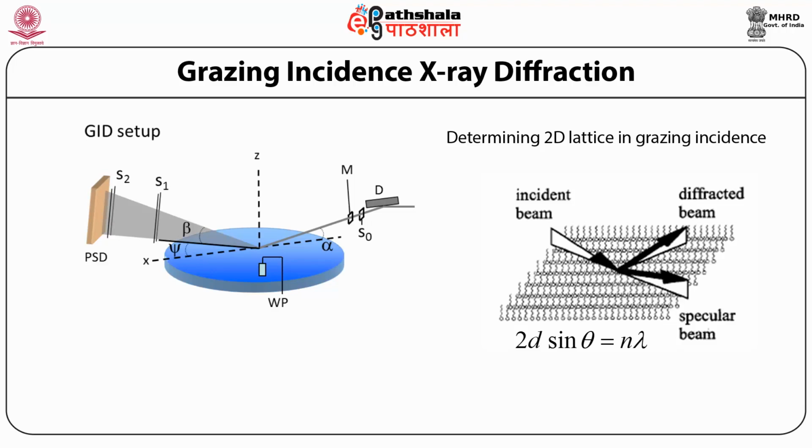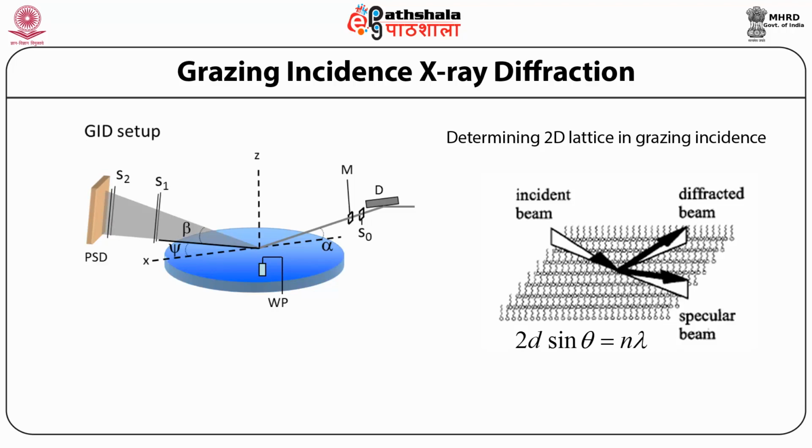Here is the GID setup, because we want to analyze the structure of a film only on the surface, only a few nanometers below the surface. So first we have to make it surface sensitive by choosing a low incident angle, as we have learned that when you have a low incident angle smaller than the critical angle, then total external reflection takes place.